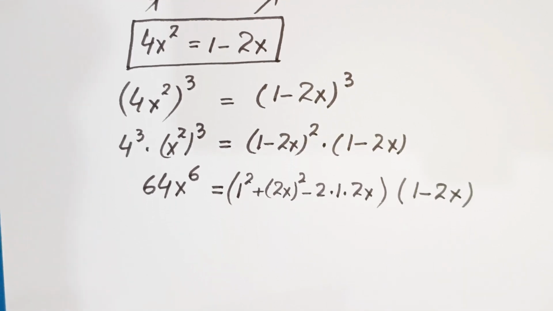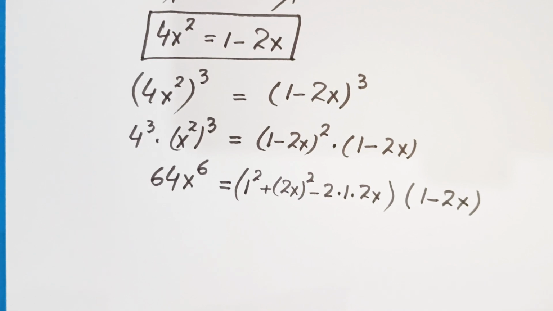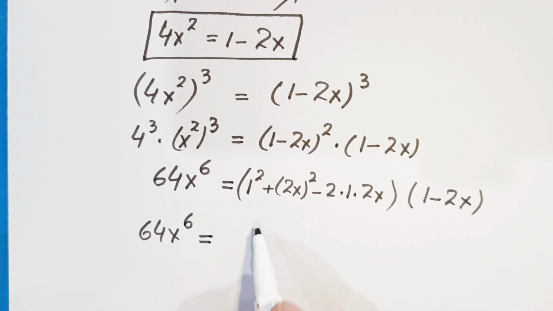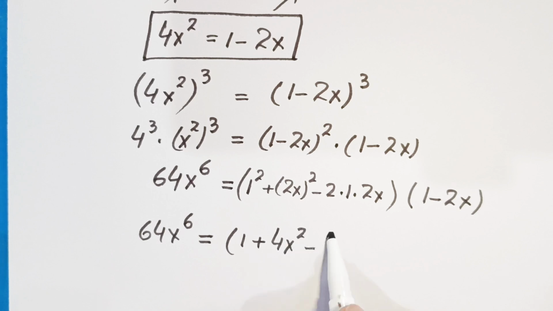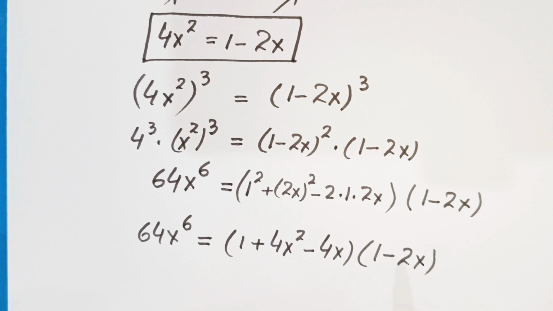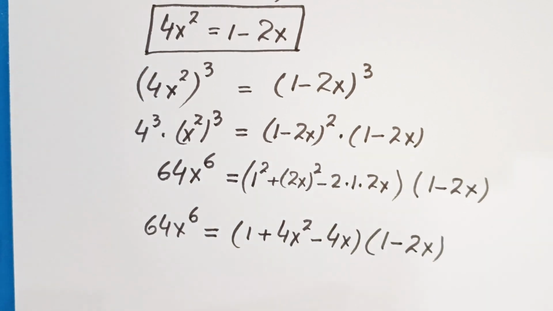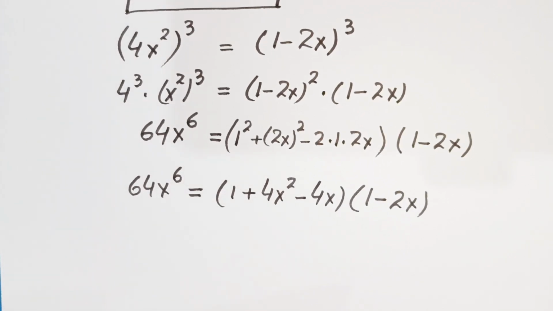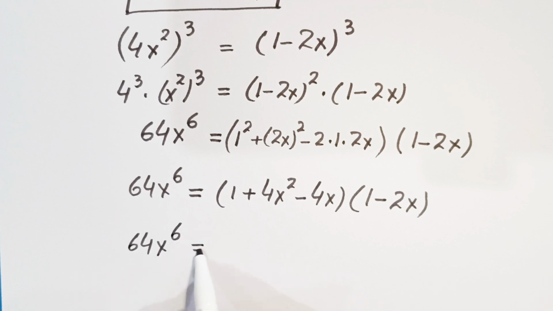So now our next step is here 64x to the power 6, which is equal to 1 plus 4x squared minus 4 times x, multiplied by 1 minus 2 times x. So our next step is here 64x to the power 6 is equal to, now here we have 4x squared.